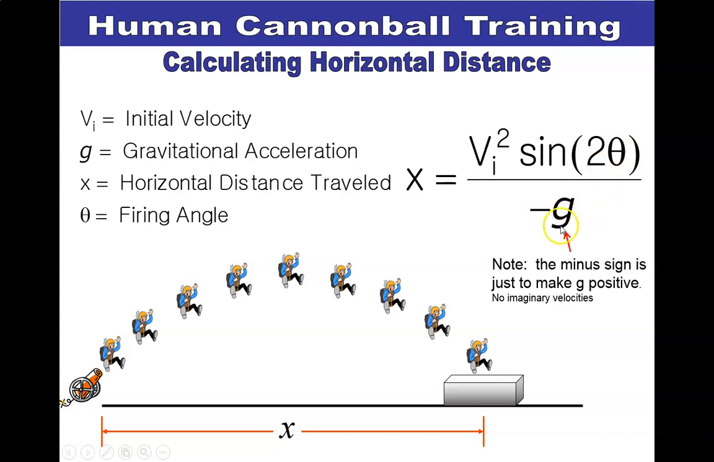And then divided by gravity. Now they put this negative here because they said gravity was negative. So by getting a negative and a negative, you get a positive. Really, we're just going to be putting 9.8 in for minus g. We're just going to be putting 9.8 in.